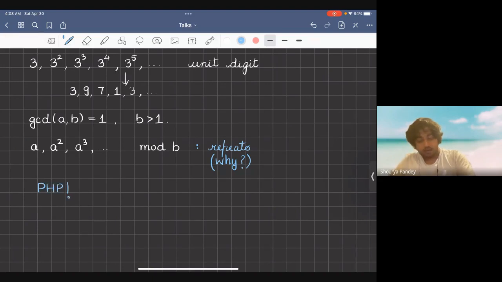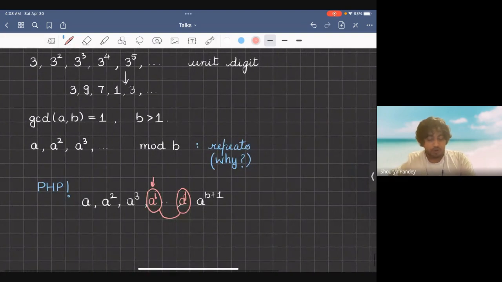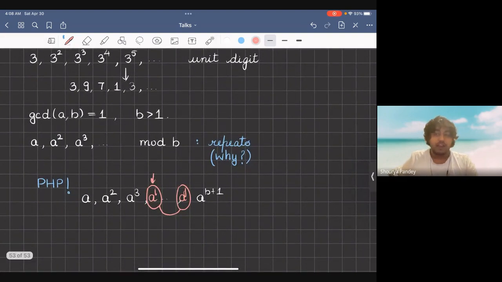So look at these numbers: a, a squared, a cubed, up to a to the b plus 1. These are b plus 1 different elements, and mod b there are only b possibilities. So some two of them must match. Let's say a to the i and a to the j match. Then it becomes periodic from this point onwards. But I want to prove that it's periodic from the starting point. So what do I do?